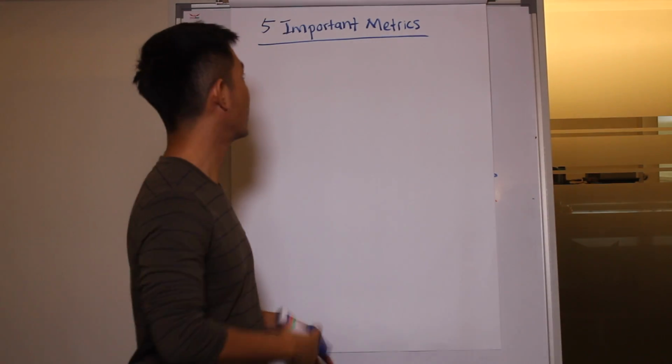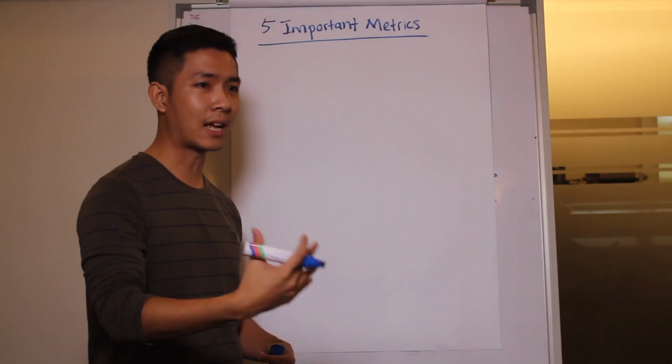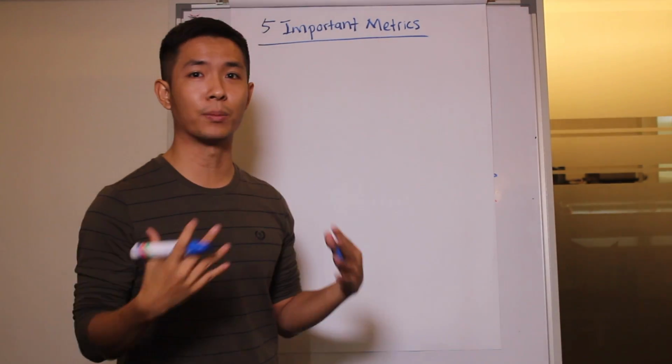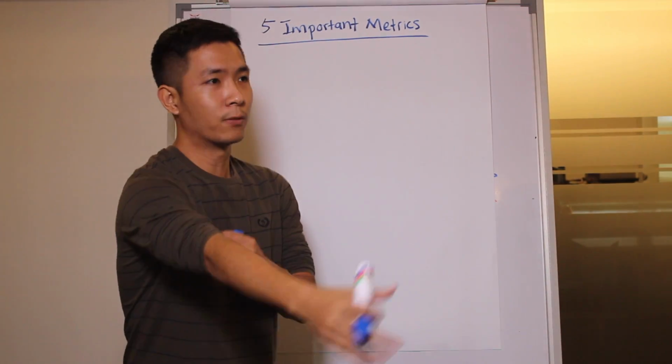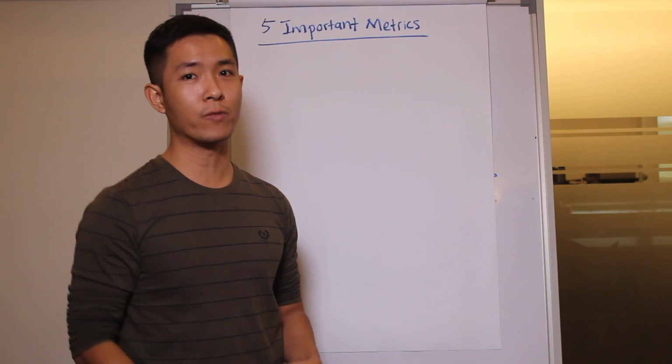Alright guys, so right now I'm going to explain to you the 5 important metrics. These are the 5 metrics that are supporting the formula. The formula is CPA must be lower than AOV, right?